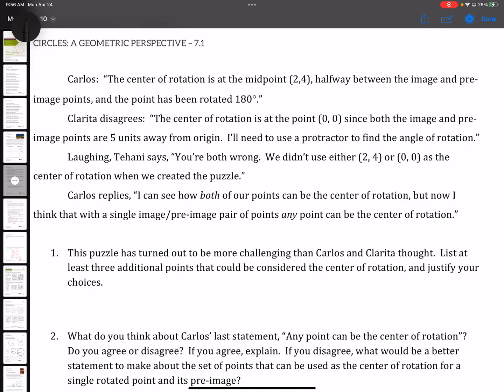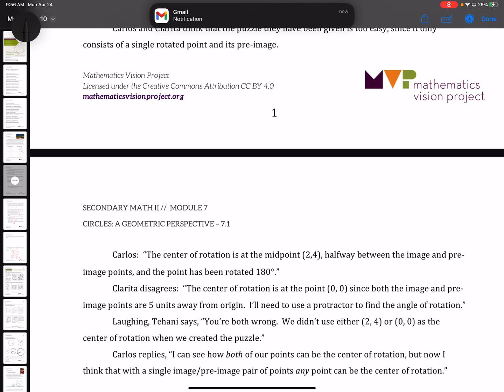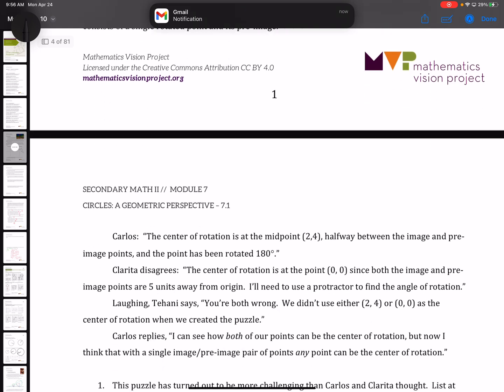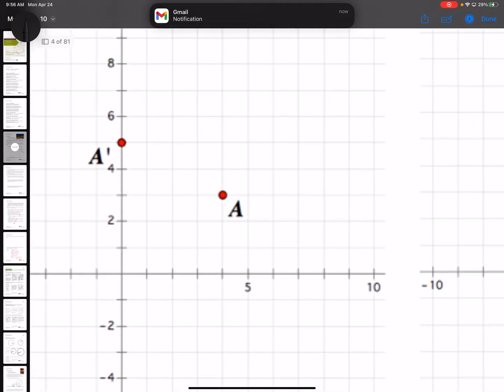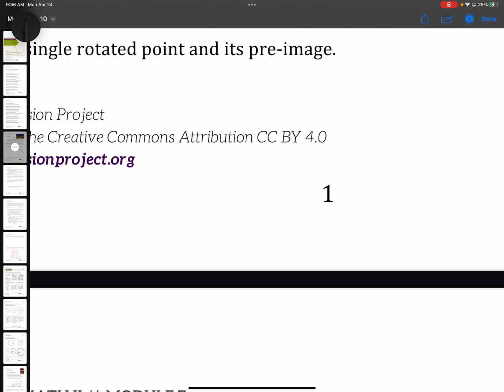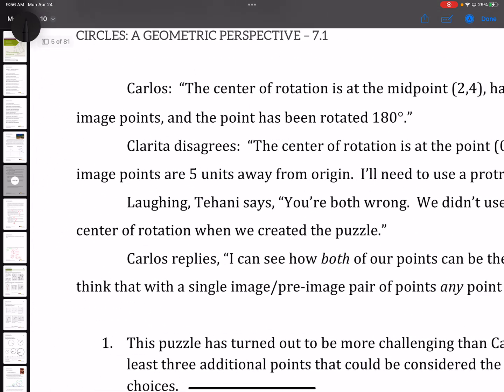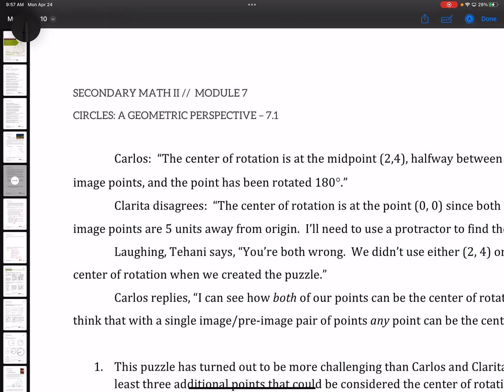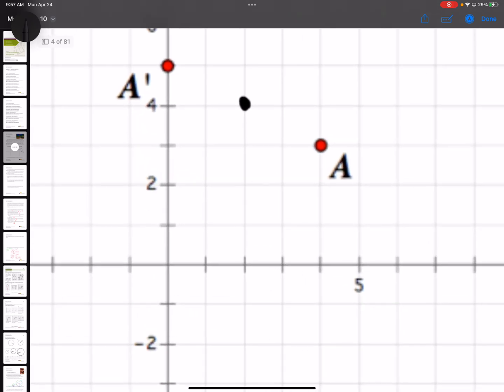Okay, so Carlos said that he and Clarita, as they're looking at this, Carlos thinks it's the point 2, 4. So he's saying, I think this point of rotation is here. Kind of makes sense. It looks like it could be, right? So that's what Carlos thinks, but Clarita's like, hold up. I think it's at 0, 0, since they're both 5 units away from that origin.